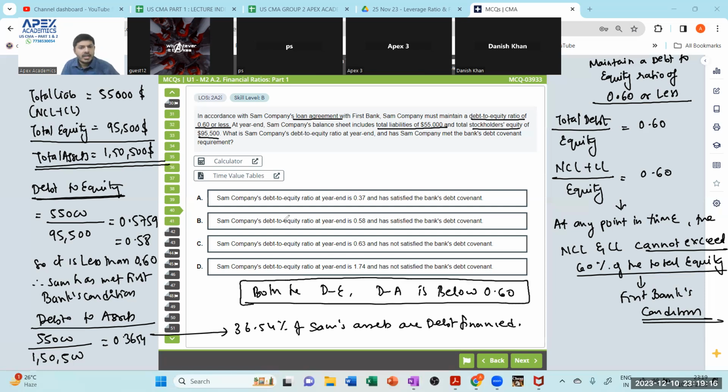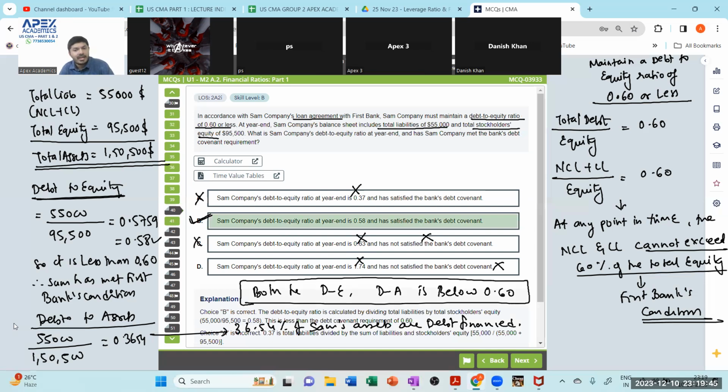Now let us see. Sam company's debt to equity ratio at the year end is 0.37. Wrong. This is wrong. Sam company's debt to equity ratio at year ending is 0.58, and it has satisfied the bank's covenant. Correct. This is the right answer. Sam's is 0.63 is wrong. Sam company's debt to 1.74 is wrong. It is not satisfied. What is your answer? It is 0.58 and he has satisfied the bank's covenants.